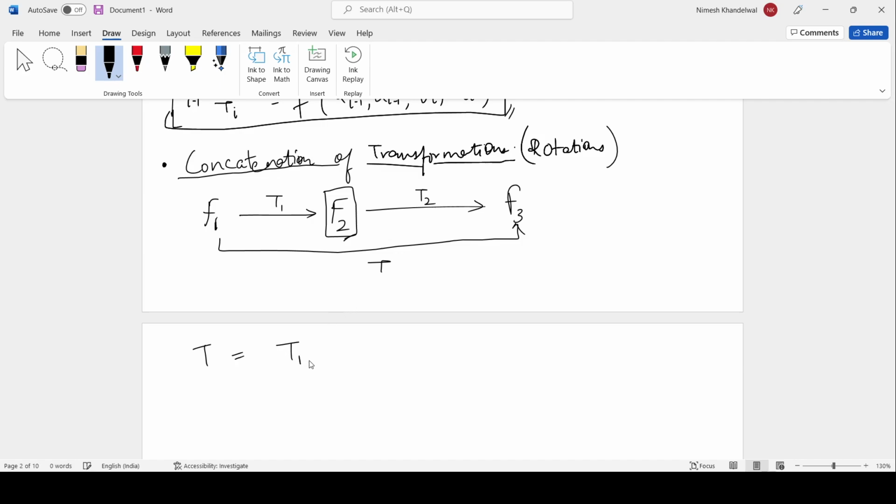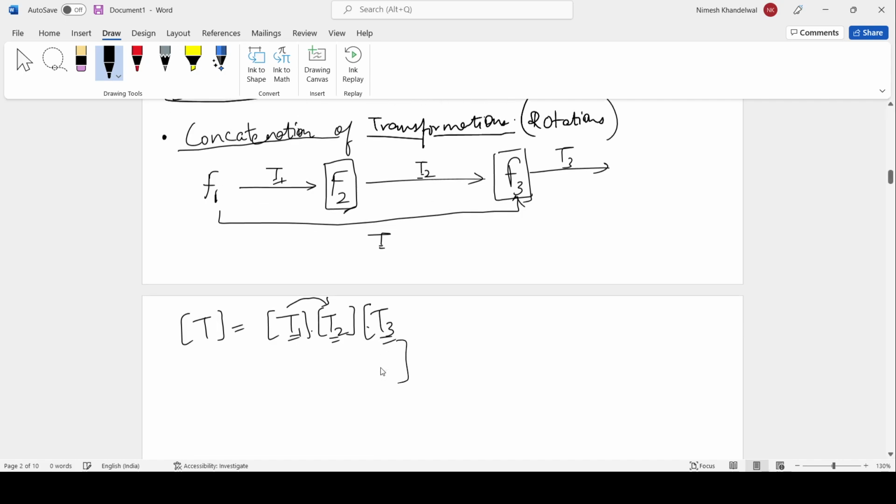So if I talk about the combined transformation from F1 to F3, this transformation will be given by the right multiplication of the matrix form of all these transformations. You write all these transformations in matrix form, and then you multiply them one by one to the right. And if there is another transformation, T3, that is again about the new F3 frame, then you will just multiply it to the right again.